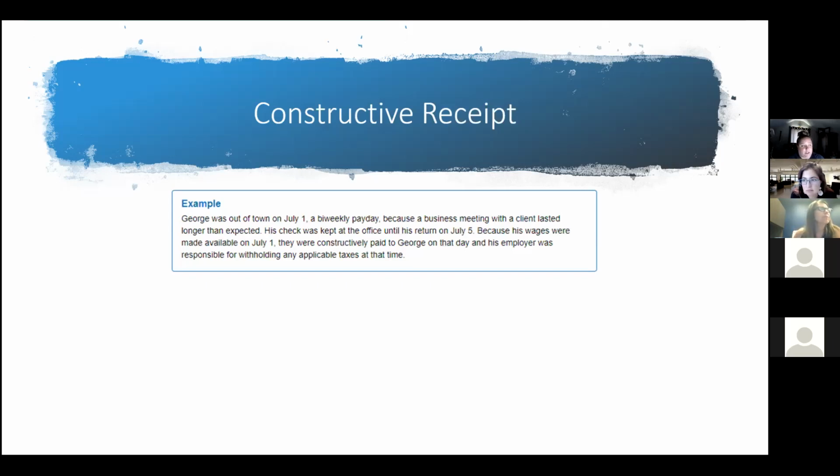So as an example of constructive receipt, George was out of town on July 1st, which is a biweekly payday, because of a business meeting with a client that had lasted longer than expected. His check was kept at the office until his return on July 5th. Because his wages were made available on July 1st, they were constructively paid to George on that day, and his employer was responsible for withholding any applicable taxes at that time. So he couldn't get to the check, but it was available to him. If he had been in town, he could have gone and got that check and cashed it. So July 1st is the date that's going to go down as the constructive receipt, and that's the date that's going to trigger when the taxes are due.